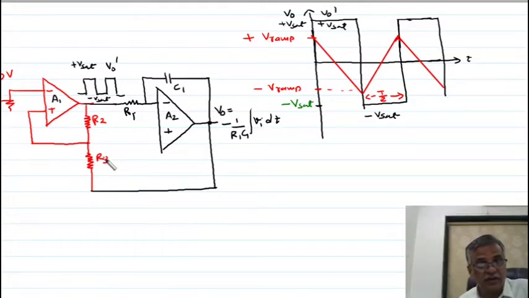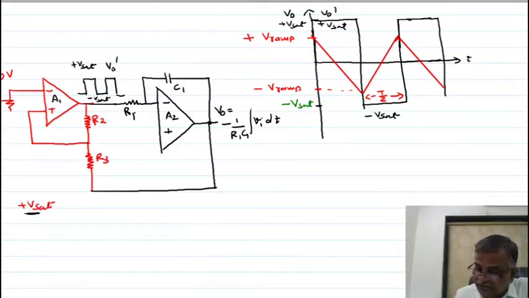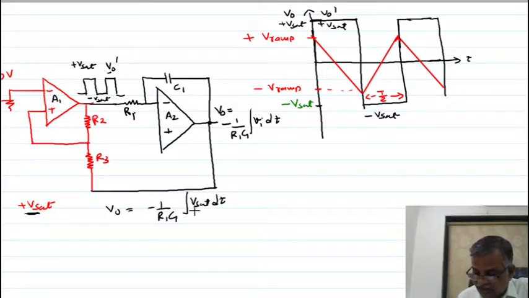Now let us see how the triangle wave is generated. Let us suppose initially the output of A1, V_O dash, is plus V_sat. It is positive. As a result, the equation of the output voltage of the integrator is minus 1 upon R1 C1 integration of V_sat dt. This is a constant, so it is minus V_sat upon R1 C1 into time t, since the integration of dt is time t.